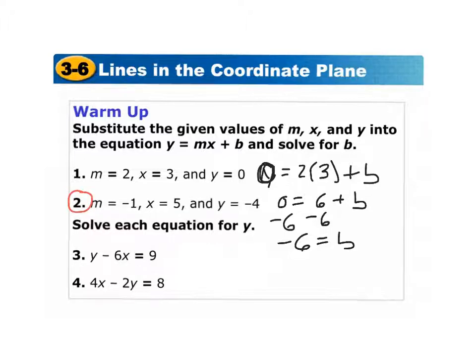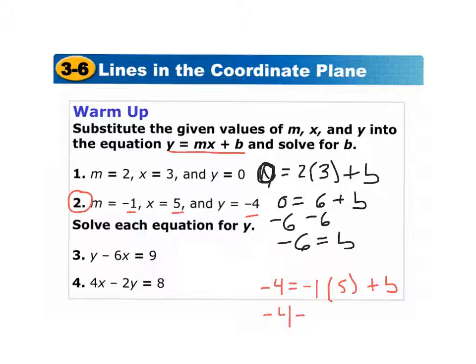William, what do we do for number 2? We're using this equation, and it gives us m, x, and y. What's y? It's negative 4. So negative 4 is equal to negative 1 times 5 plus b. Perfect.